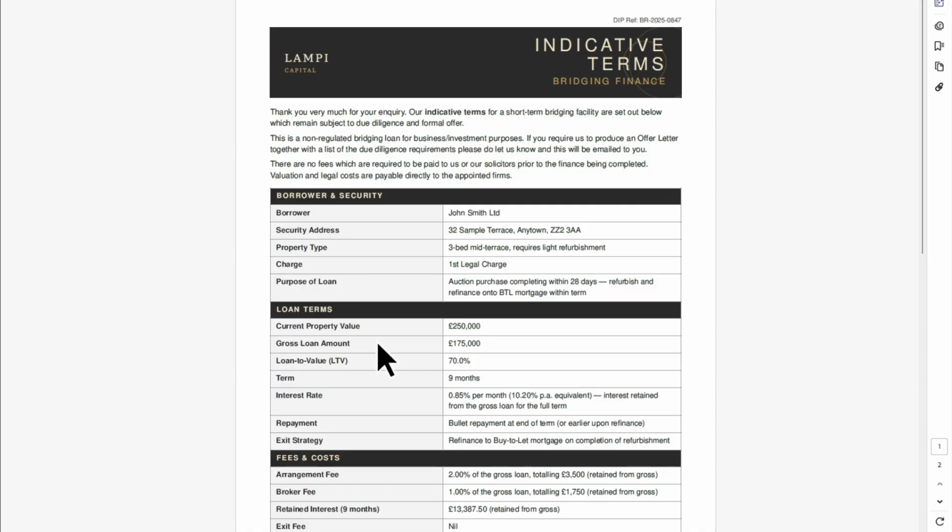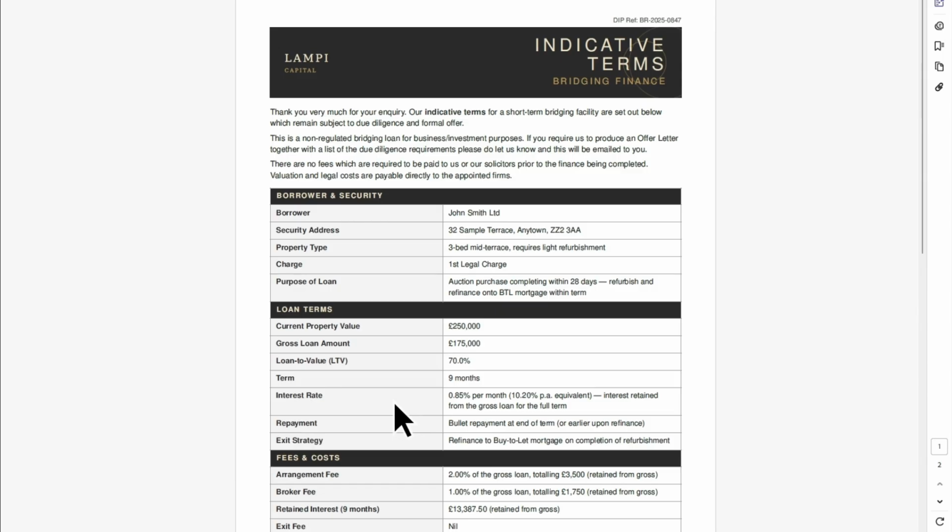The gross loan amount, this is the total loan that you will be borrowing with all the fees included. It might not include an exit fee. The gross loan often doesn't include the exit fee though, so that will be on top of that. The loan to value, again, simply what the ratio of the loan to the value of the property is. So in this case, it's 70%. The term of the loan, how long will you be borrowing the money for?